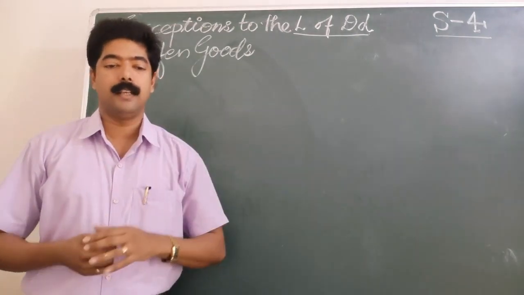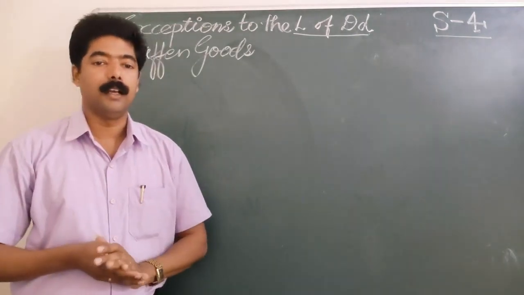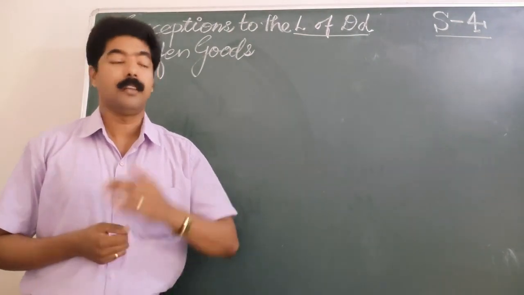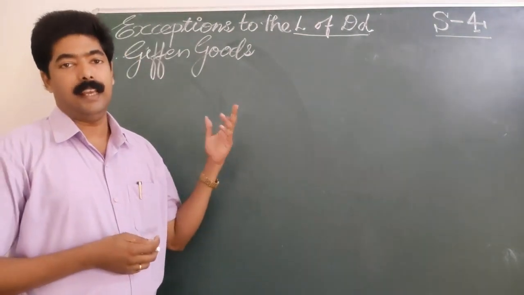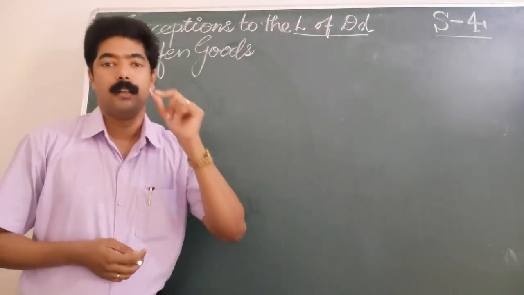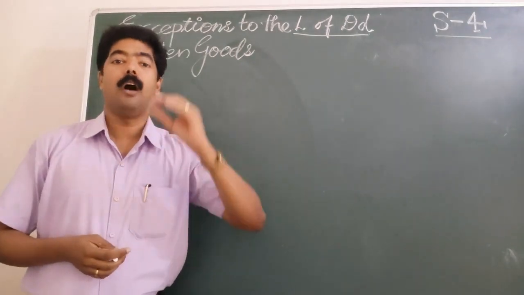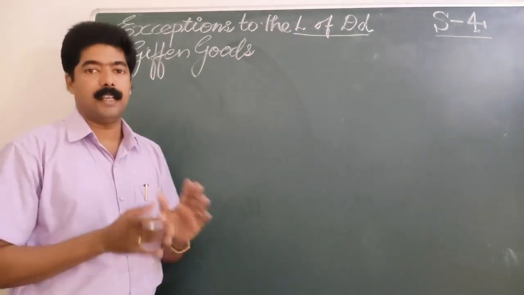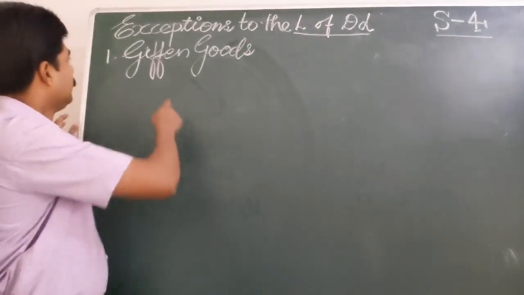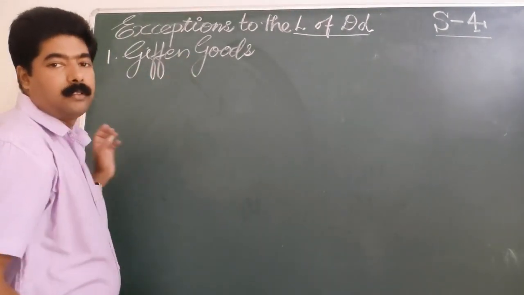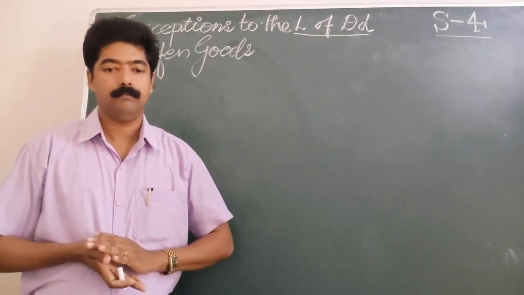So that situation, that behavior is known as Giffen goods. In such a way, we can say the law of demand does not work. The law of demand does not function in this exception. So this is what is known as Giffen goods. I think you are clear.